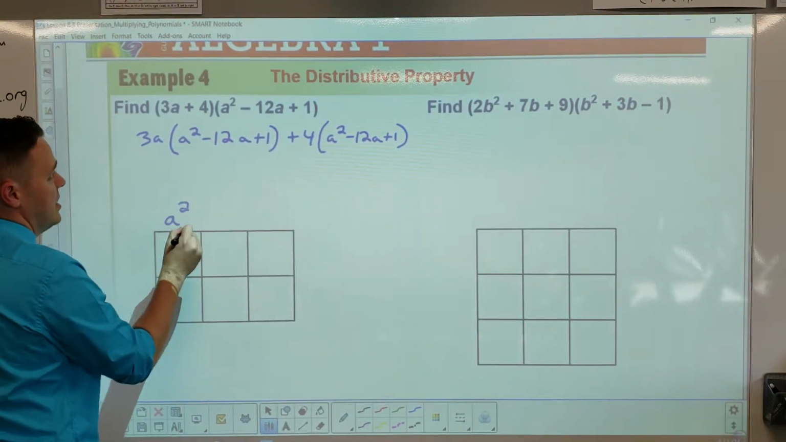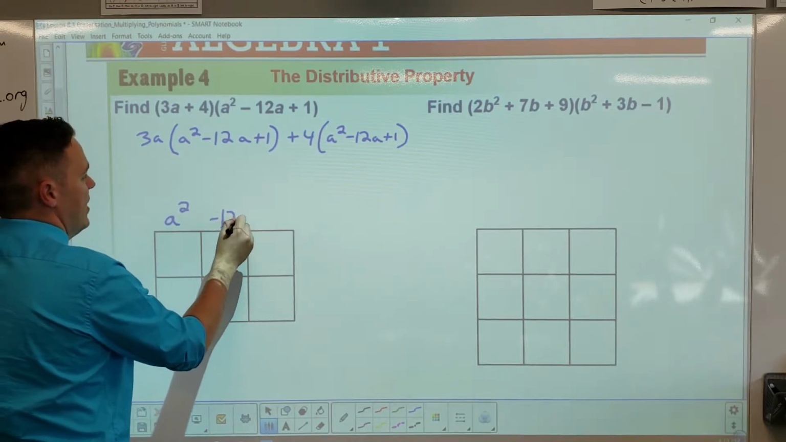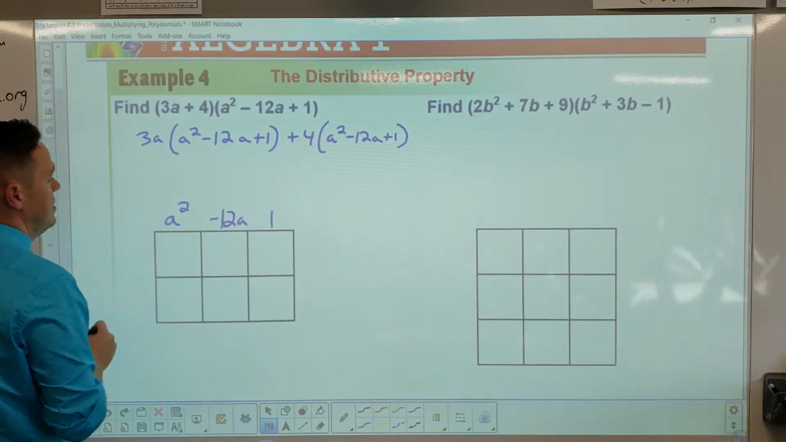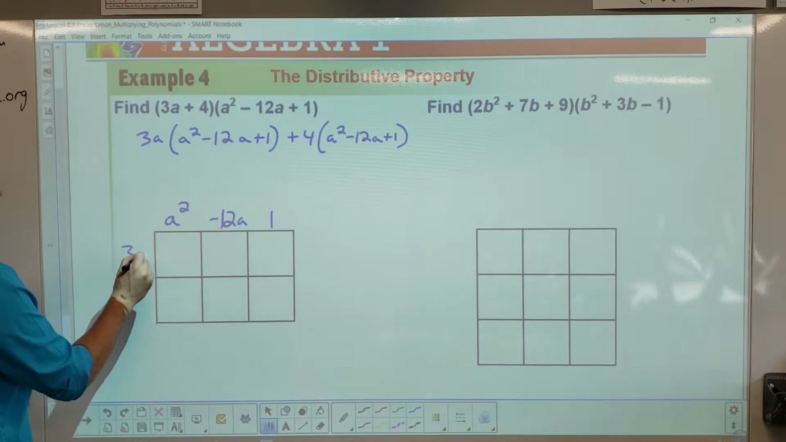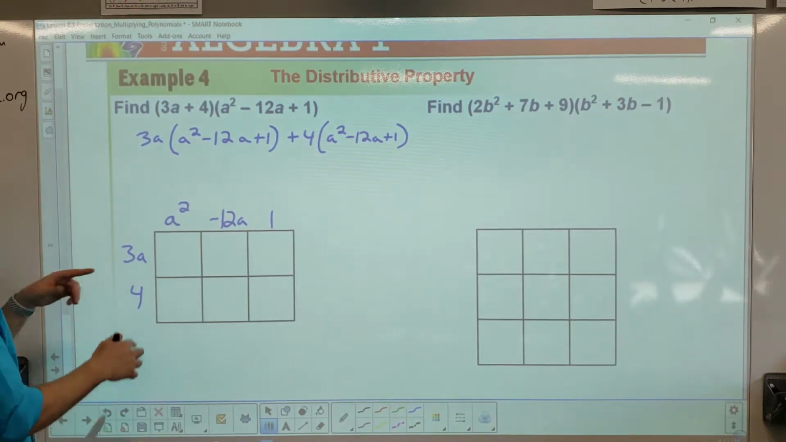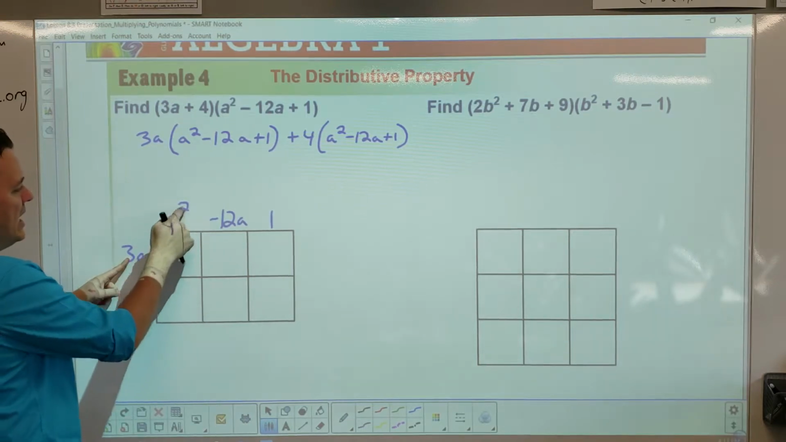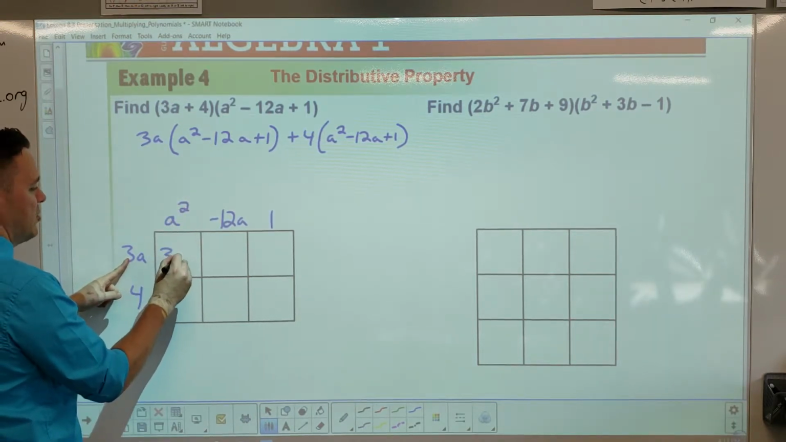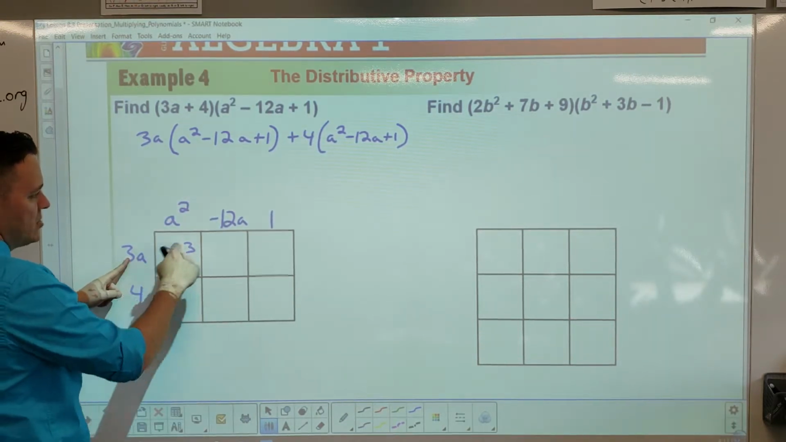So it's a squared here. This is a minus 12a, and this is a 1. And this will be 3a, and this is a 4. So now let's combine these terms and put them in the boxes. If I have 3a, and then I have a to the third, this is going to be 3a to the third. I'm going to multiply it this way.